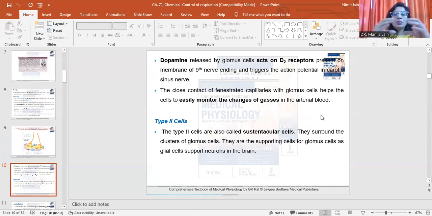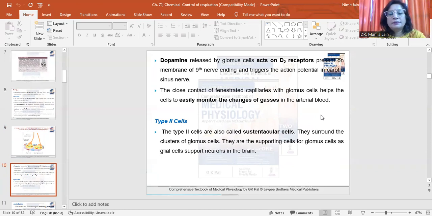Now, this close contact of the fenestrated capillaries with the glomus cells helps the cells to easily monitor the changes of gases in the arterial blood.